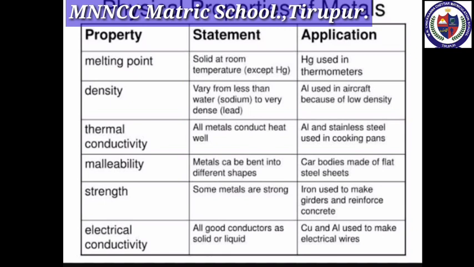Number 4, malleability. Metals can be bent into different shapes. For example, car bodies are made of flat steel sheets. Next, strength. Some metals are strong, with zinc, arsenic and antimony as exceptions. For example, iron is used to make girders and reinforce concrete. Next, electrical conductivity. All metals are good conductors as solid or liquid except bismuth and tungsten. For example, copper and aluminum are used to make electrical wires.